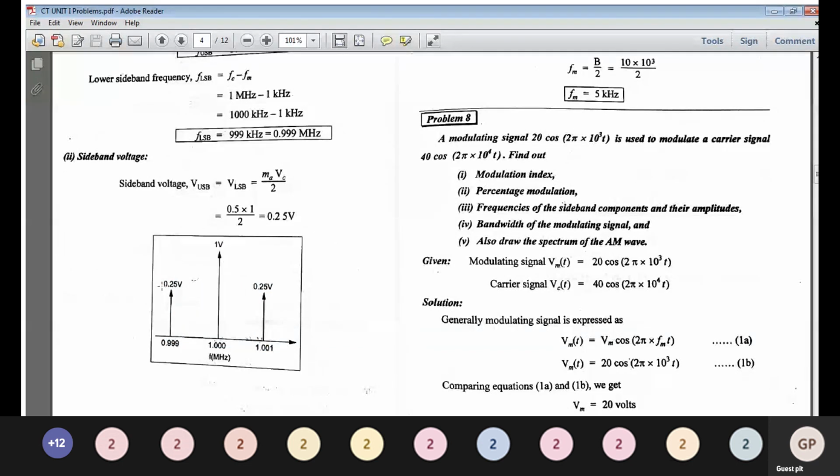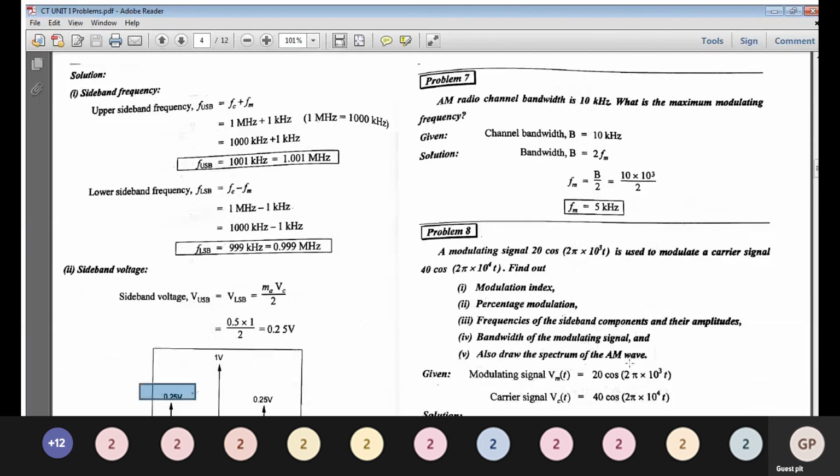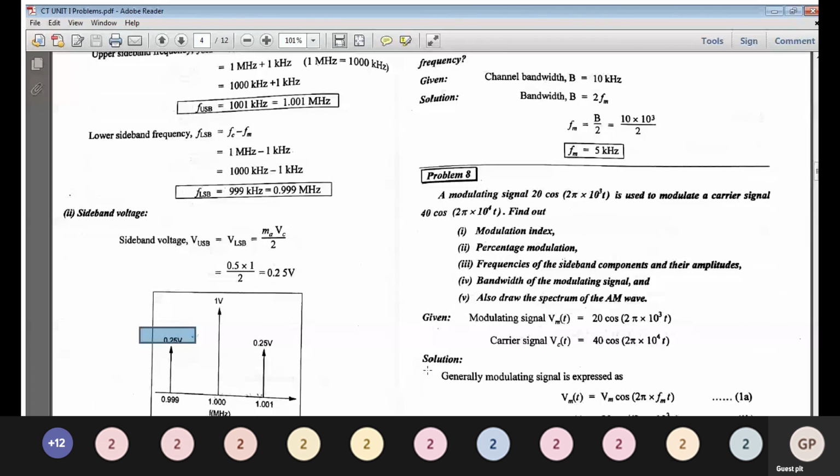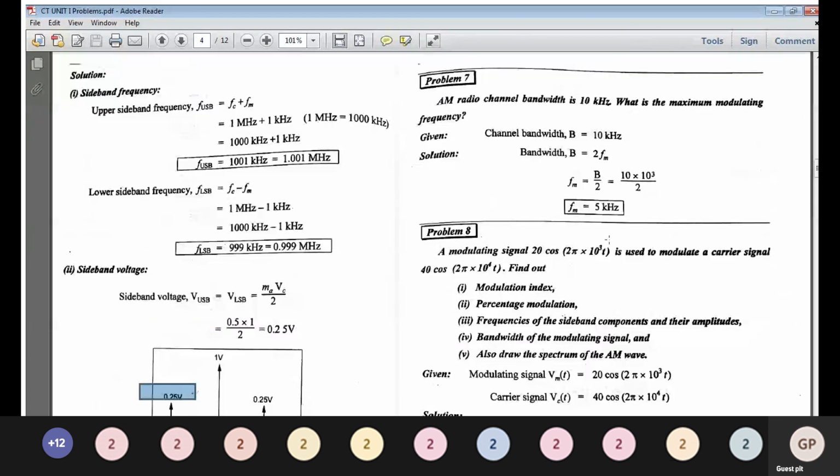These two sideband lines should be of the same height. This line and this line, both lines should have the same height. Then write the corresponding voltage values. 1 volt here, 0.25 and 0.25 volts here. That's all. So we have drawn the spectrum diagram.